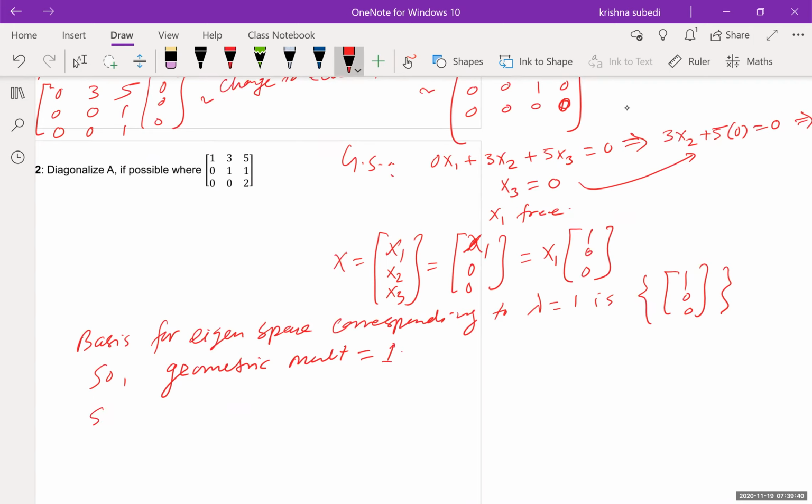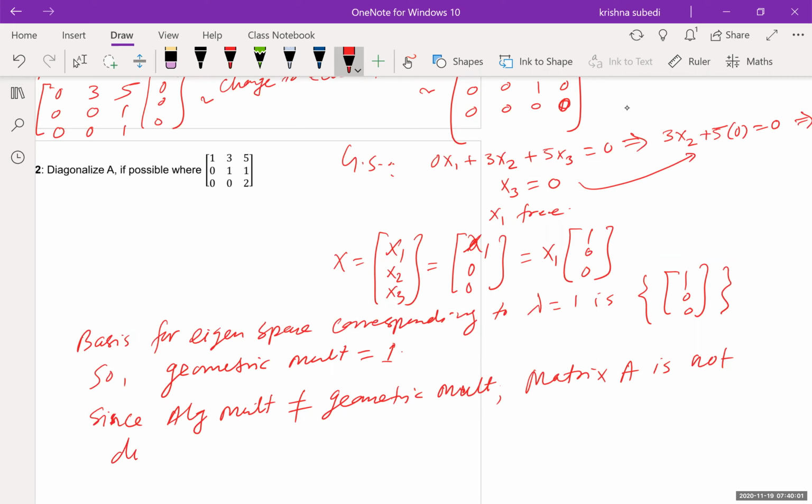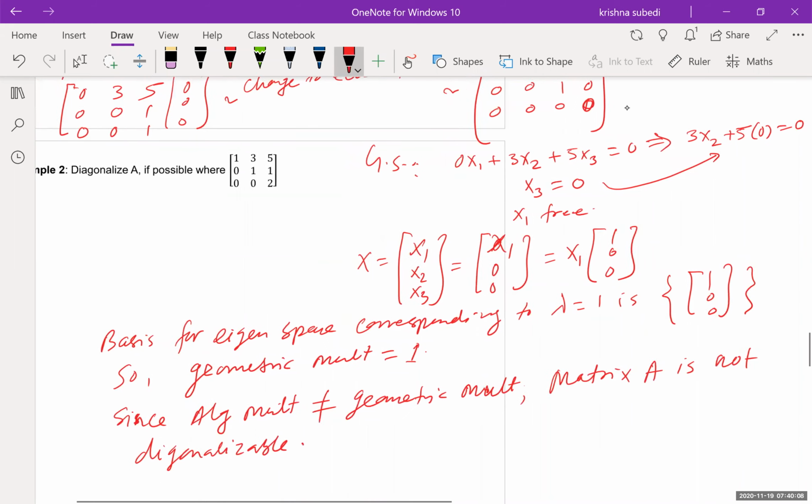Okay, since algebraic multiplicity is not equal to geometric multiplicity, matrix A is not diagonalizable. Matrix A is not diagonalizable. Done. You don't have to do the other one. Okay. Any questions, guys?